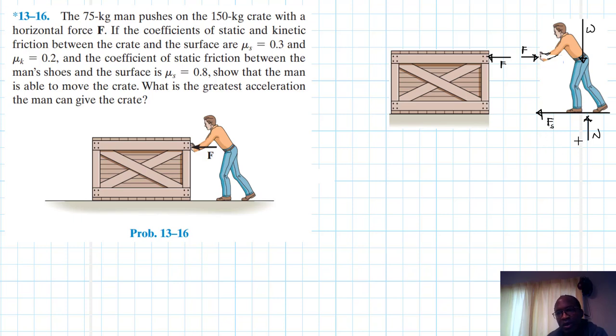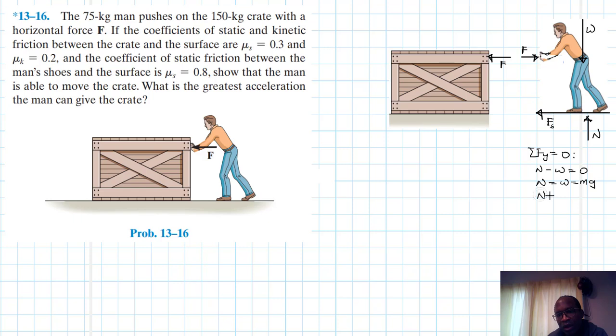So what we have here, we'll need N. Again, here we are using static equilibrium for the man. So summation of forces in the y equal to 0. We are assuming he's not going to move. He will just be in this position, but he will be at the verge of moving. So what do we have? We have N minus W equal to 0. And therefore our N will just be W, which is equal to mg.